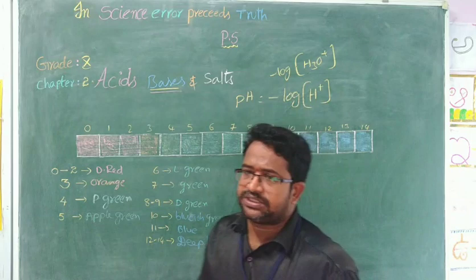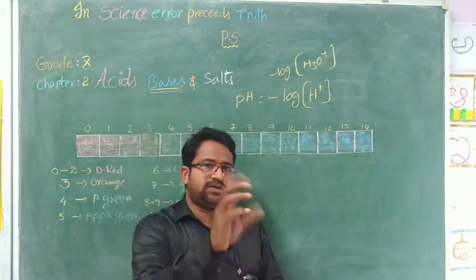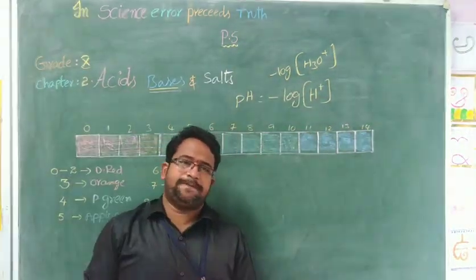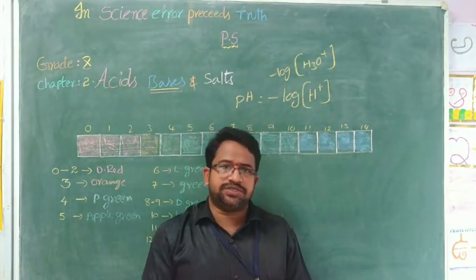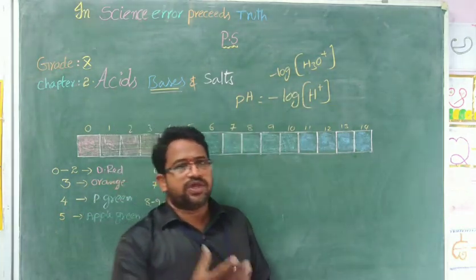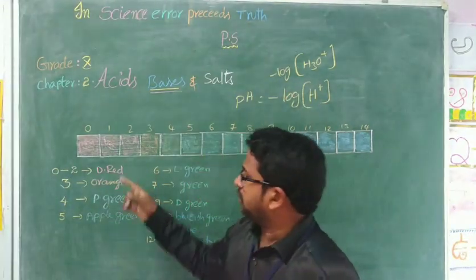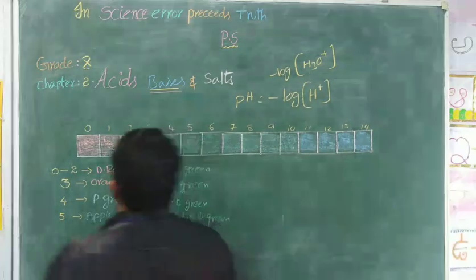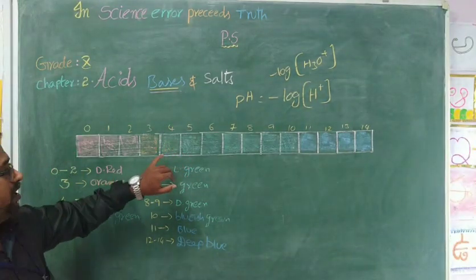For example, if you want to test the soil, what do you have to do? You have to get soil from your land at different places, take some samples and make it into a solution. It's aqueous. When you dissolve it in water, you get the soil solution. That soil solution can be tested with pH paper.